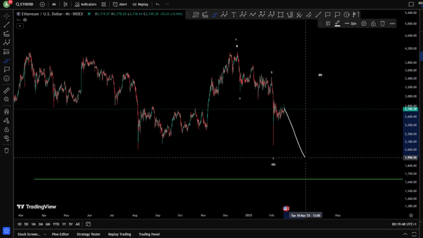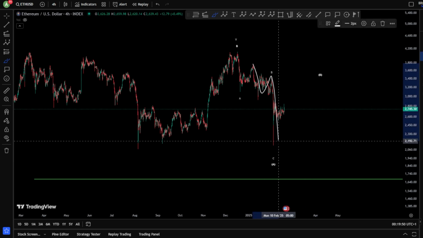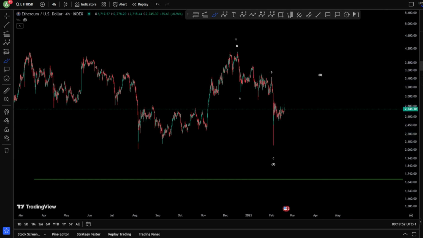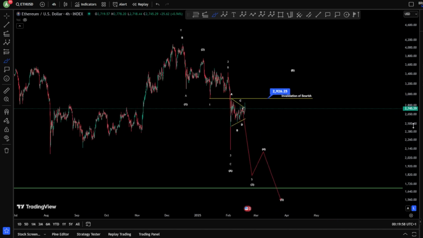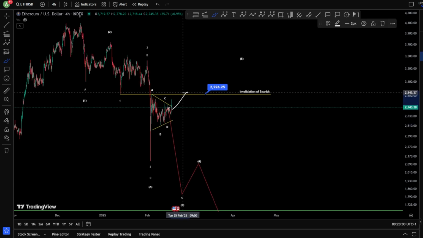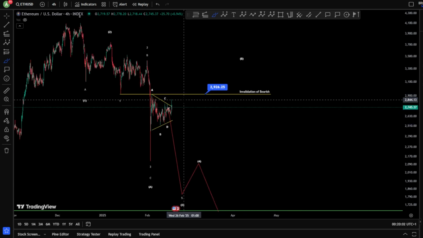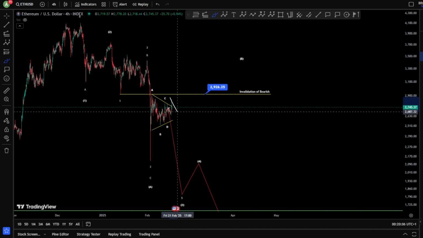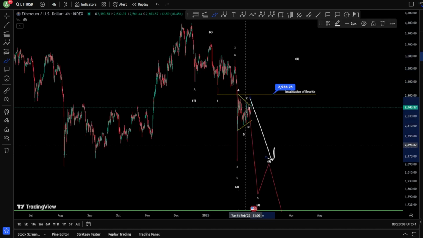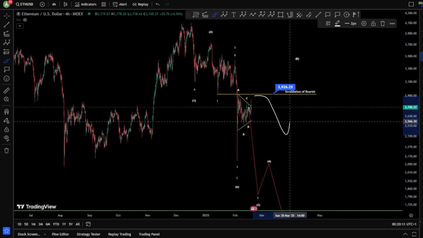Now, your wave 4, of course, has to be an impulse 1, 2, 3, 4, 5. Your invalidation point is this area, as you can see, 2,926, meaning if you get to this price action, therefore you have to consider that this impulse has been invalidated and there is no bearish scenario anymore. It doesn't mean that the price cannot move toward the downside.